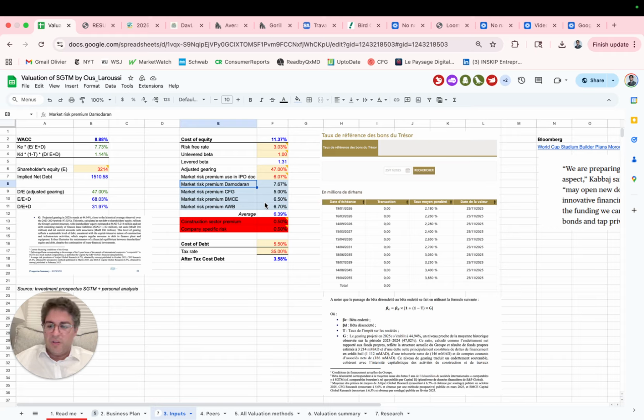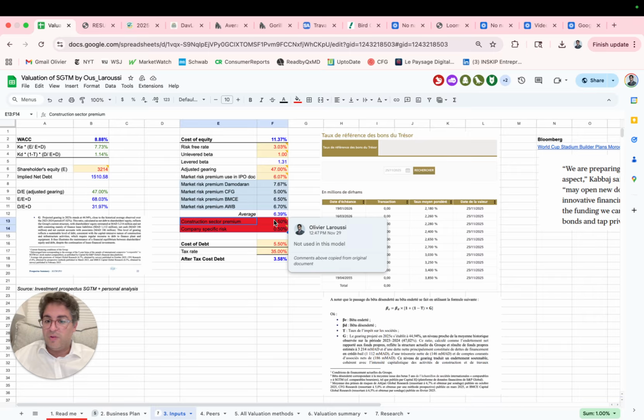I'm not using this, and this is something also completely different. I mean, sometimes people decide to add premiums for certain specificities that the company might have, which could be specific risks to the company because of X or Y reason, and also something that could be very specific to the construction sector. For me, I'm not using them in my model. Then I calculate the cost of equity, and then I move on and calculate the WACC.